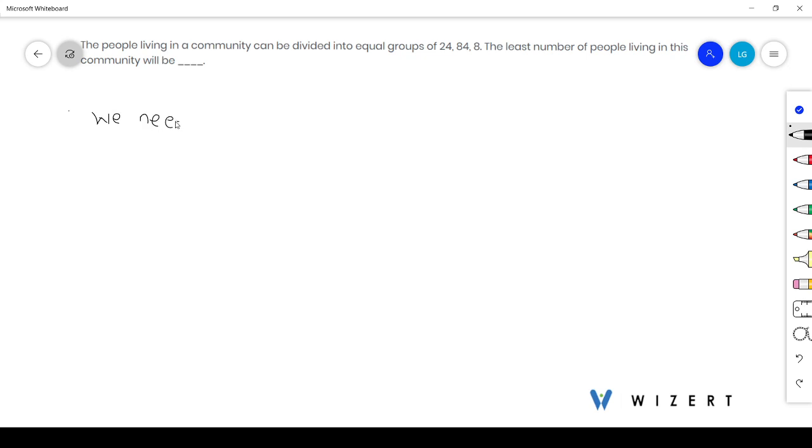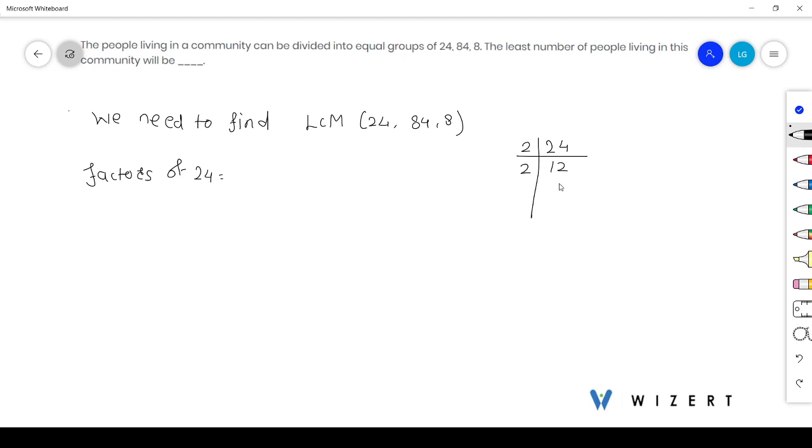Here, we need to find the least common multiple of 24, 84 and 8. We can do this by prime factorization. Let us take first the factors of 24. Factors of 24 are: 24 divided by 2 is 12, 12 divided by 2 is 6, 6 divided by 2 is 3, 3 divided by 3 is 1. So the factors of 24 are 2 into 2 into 2 into 3.